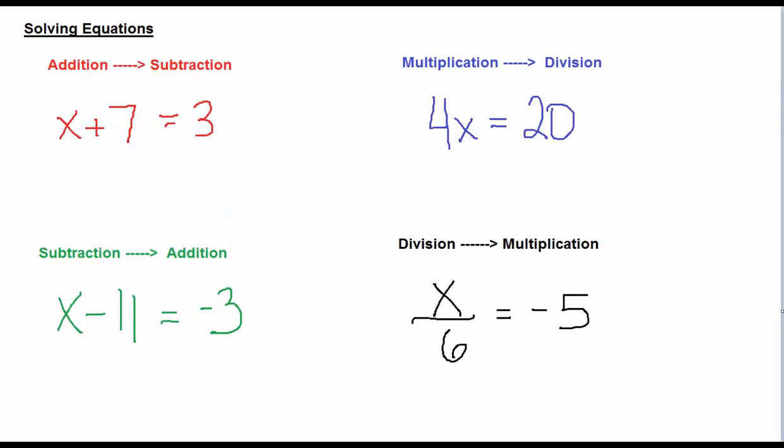So here are 4 equations that we need to solve. When we solve, we're trying to get the x value by itself. We want to get the x by itself because when the x is by itself, we'll know that that is the value that we were looking for. So let's take a look.